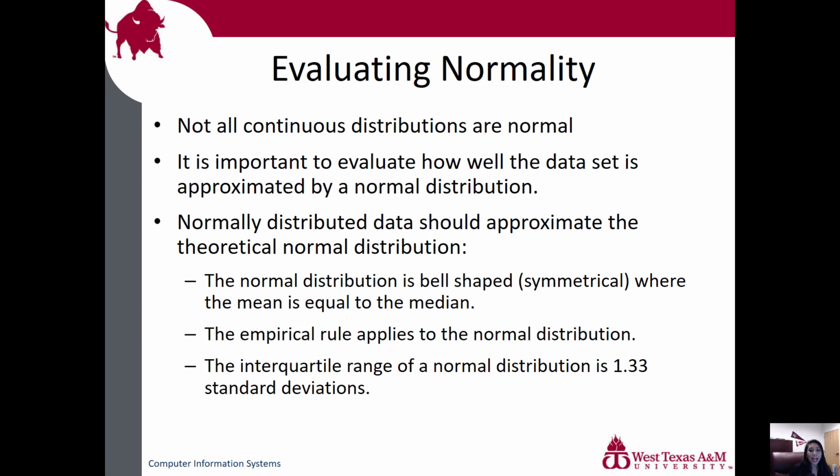We can't just assume that all continuous distributions are normal. So before we start making assumptions about probability and things, it is important to evaluate if that distribution is approximately normal. Normally distributed data should approximate that theoretical normal distribution. So here are those characteristics.